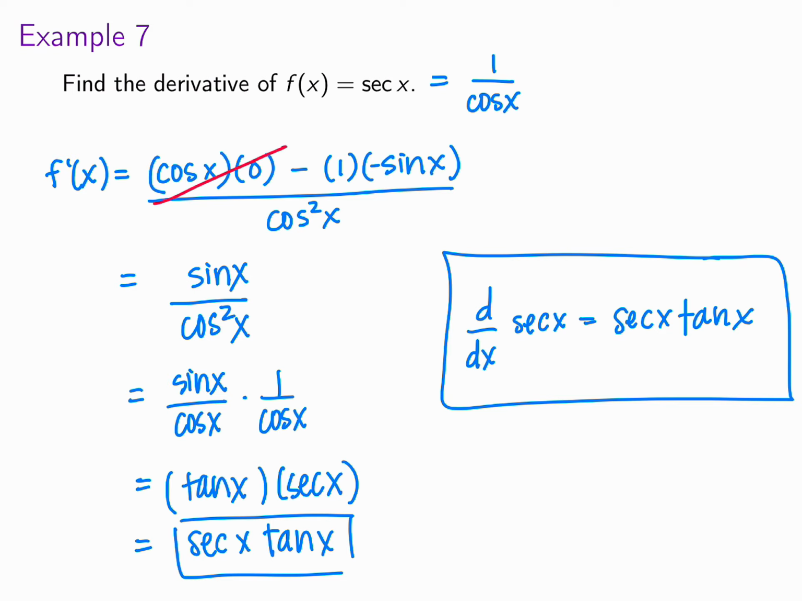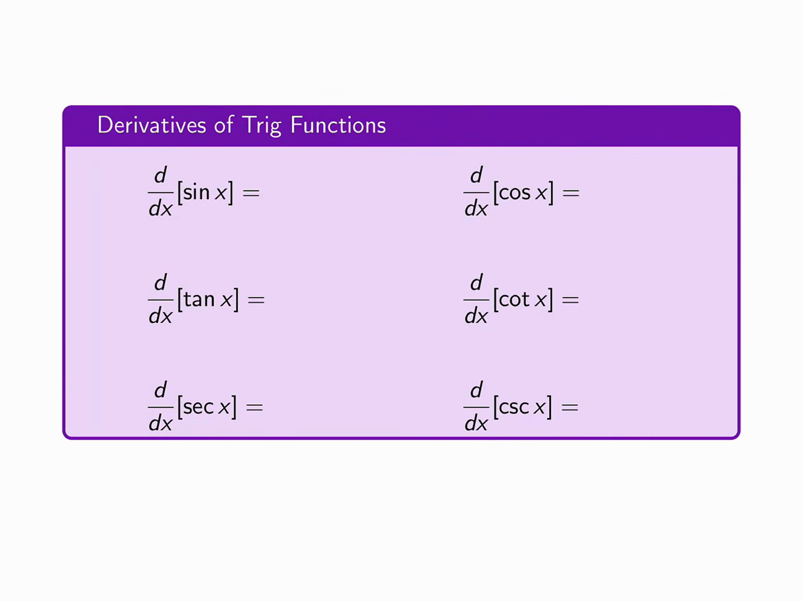Okay, so let's make a little summary real quick, make sure we know all these. The derivative of the sine function is the cosine function. The derivative of cosine is negative sine. The derivative of tangent is secant squared x. The derivative of the secant function is secant x tangent x.